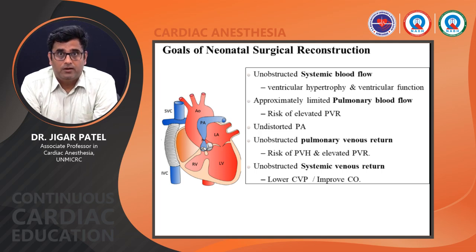Another goal is to achieve unobstructed pulmonary venous return. If there is obstruction in pulmonary venous return, like if the patient has a TAPVC, you have to correct it in this stage. Otherwise, it will cause pulmonary venous hypertension and elevate PVR. The last goal is to achieve unobstructed systemic venous return, because it will lower central venous pressure and improve cardiac output.